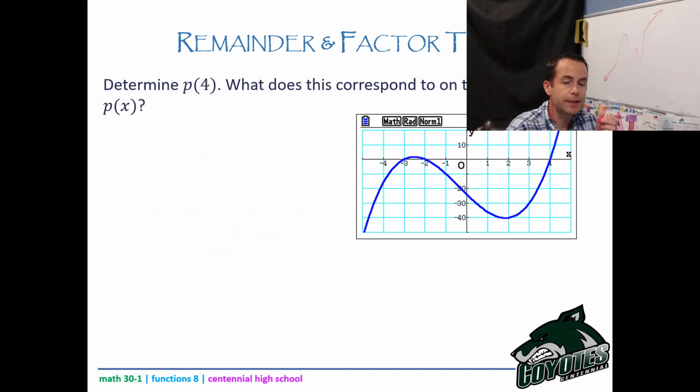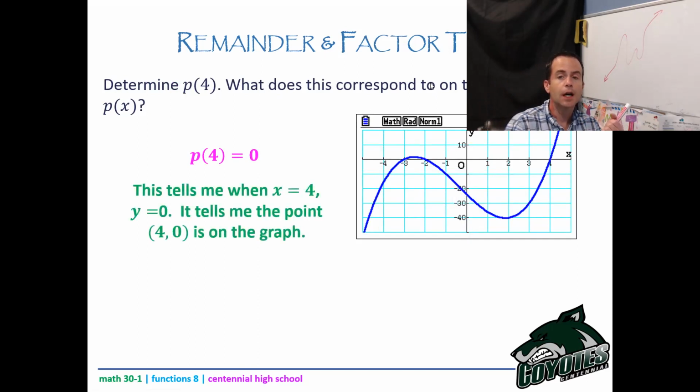Okay, determine P of 4. I shouldn't have said the point there. And what does this correspond to? Well, P of 4 ends up being 0. When I plug in 4 for x, and I do the math, I end up with 0. What does that tell me? It tells me that the point 4 comma 0 lies on the graph, which happens to be on the x-axis.